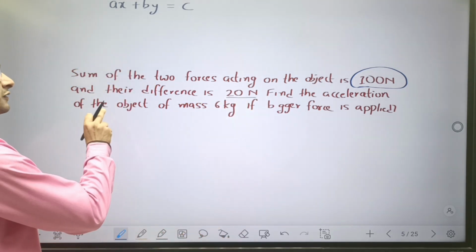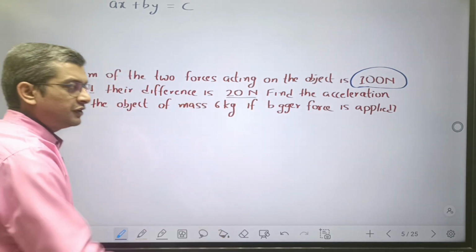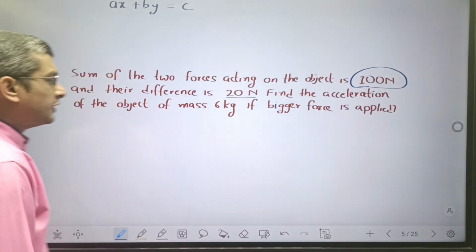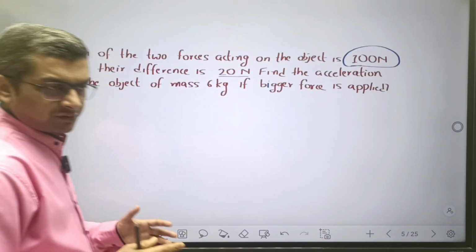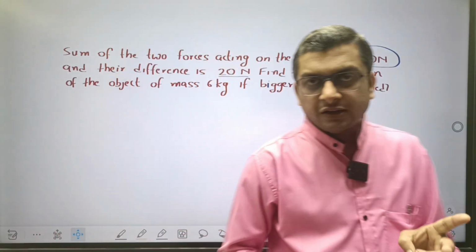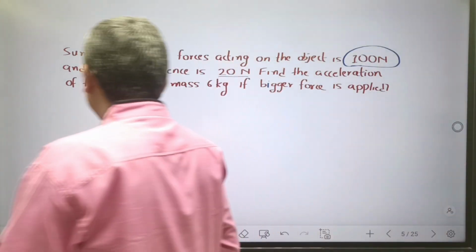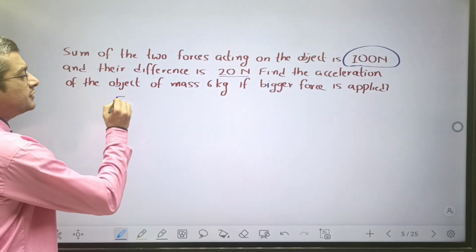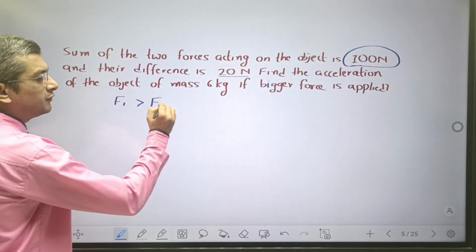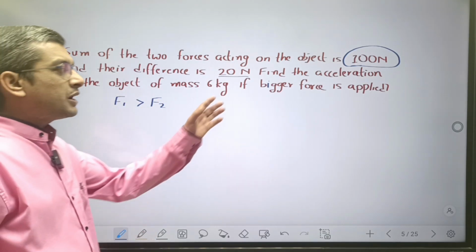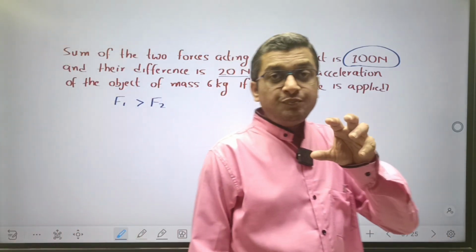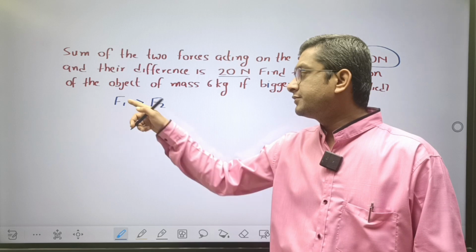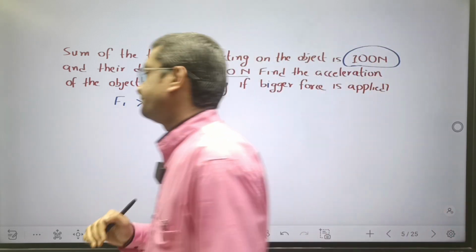We have to find the acceleration of the object of mass 6 kg if the bigger force is applied on the object. There are two forces acting on the object. Let us suppose the first force is F1 and the second force is F2, and we can assume that F1 is greater than F2. The question says that if the bigger force is acting on the object, so we must apply F1 if we are considering F1 greater than F2.